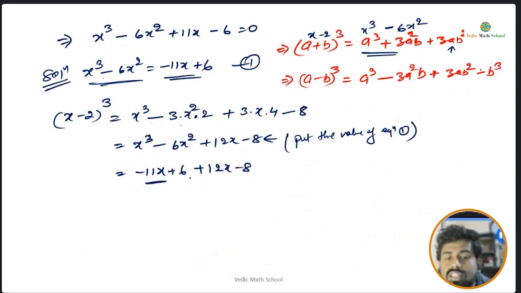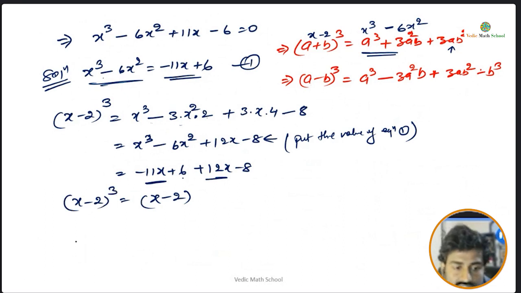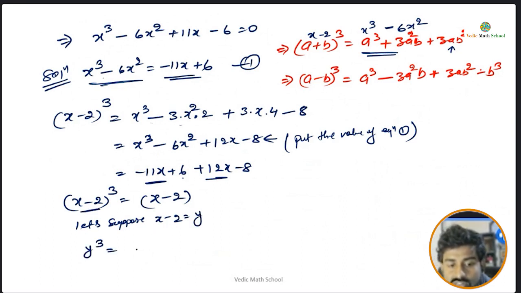So after putting it, I have to put minus 11x plus 6 plus 12x minus. Okay. Now this 11x and plus 12x will give you x, and 6 minus x is minus. Right. This is x minus 2, and earlier we have x minus 2 cubed. Suppose that x minus 2 equal to y, that I supposed. So this x minus 2 becomes y cube, and this is equal to y.